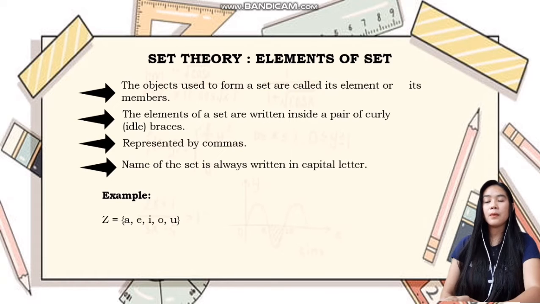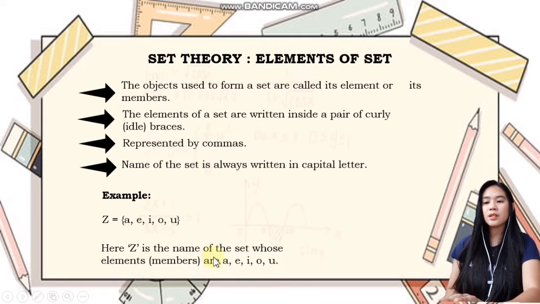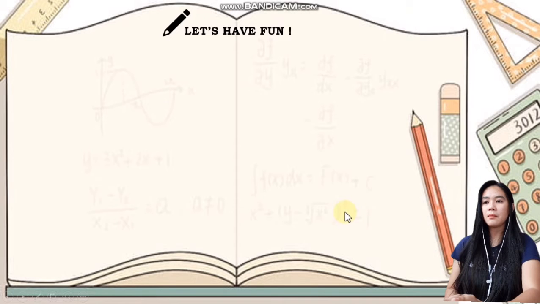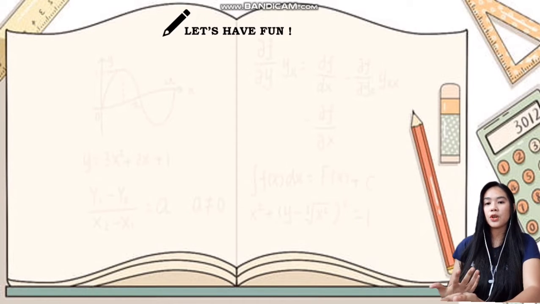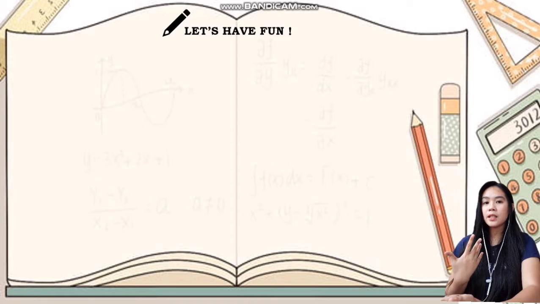So, ayan, for example, Z, which is the name of our set, is equal to {A, E, I, O, U}. Kung mapapansin nyo, siya ay sa loob ng isang curly braces and it's separated by commas. Ayan. So, here Z is the name of the set whose elements or members are A, E, I, O, U. Meron akong hinanda ditong mga questions na ating sasagutan upang lubos nating maintindihan ang ating set theory.